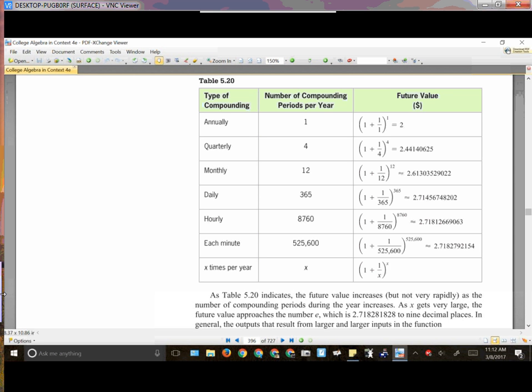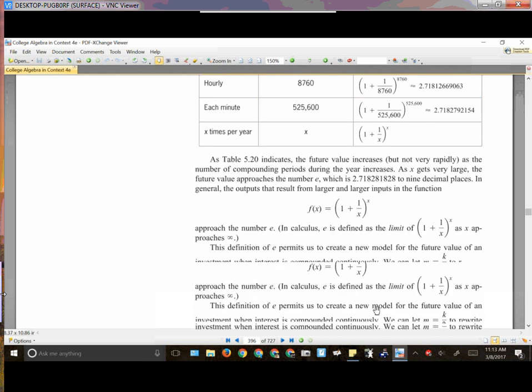But take a look at that number that you see there. We got 2, 2.4, 2.61, 2.71, 2.718, 2.7182. If you take a look at your calculator when you've been working with that value of e, you'll notice that that's it right there. Value of e, 2.718, and it keeps on going.